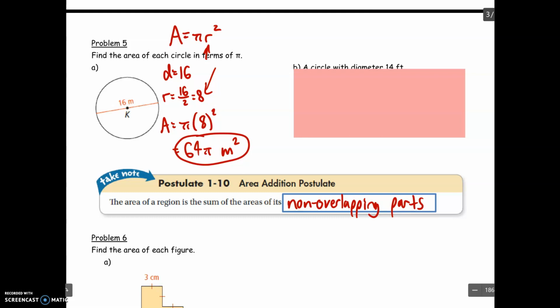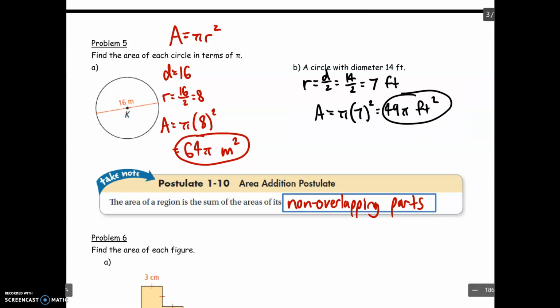Notice there's really only one input, because pi is always pi. We want to make sure we're able to find the radius correctly and use 8 rather than 16. Similar question next to it. Again, you're given a circle with diameter 14. Even if we didn't have the circle drawn, that's still enough to solve it, because we're doing the same steps as before.